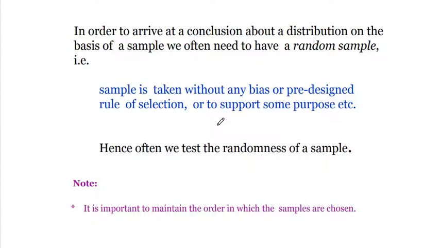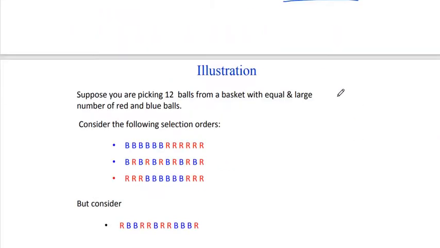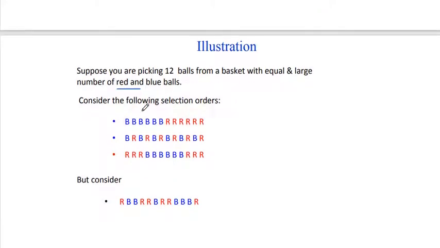We all know what a random sample is. It can be simple random sampling with replacement or without replacement. Also it is important to maintain the order in which the samples are chosen. Now you can see this example. When you understand this example, it is easy to analyze. Consider you are picking 12 balls from a basket with an equal and large number of red and blue balls. Here I have a combination of blue and red balls, 12 in total.